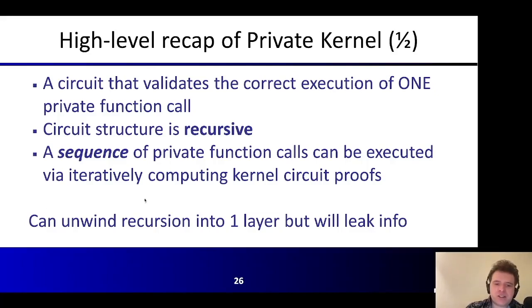You can unwind this recursion into a single layer by just having a kernel circuit that handles everything. So let's say your transaction is composed of 10 function calls. You can just have a kernel circuit that validates the execution of 10 function calls, but that will leak information, because if you send that proof to the network, people will be able to see that your transaction contains 10 function calls. We want to avoid that.